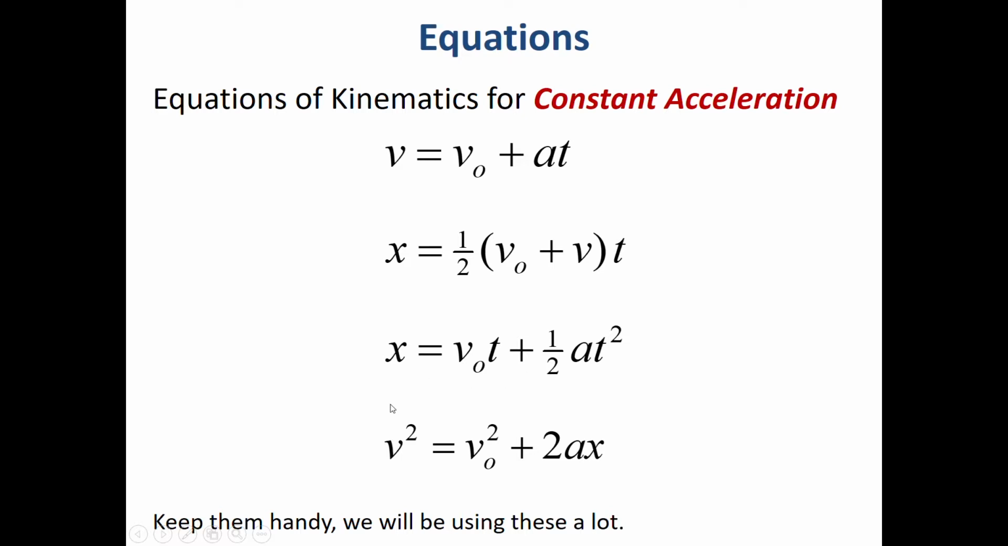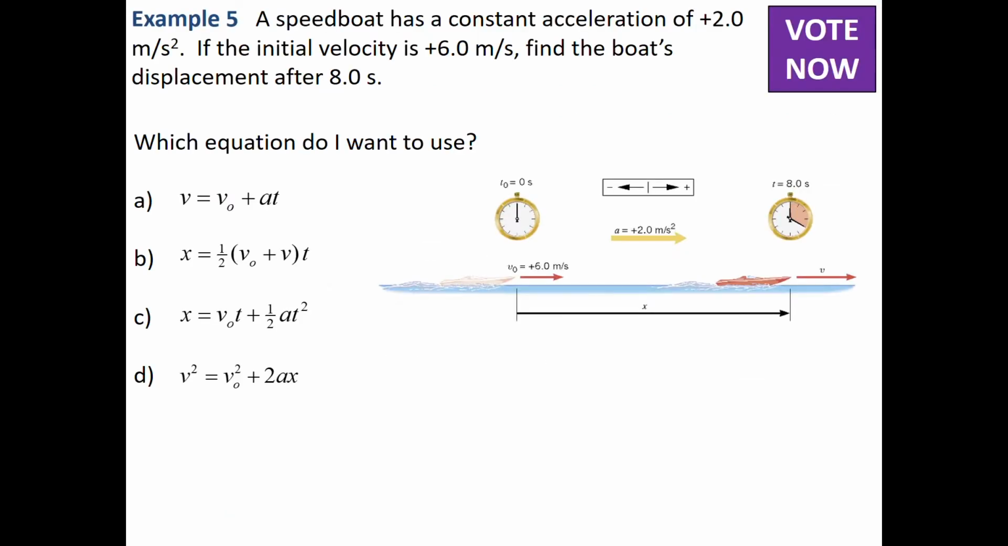The fourth equation is the one that doesn't have time in it. So I'm relating now final velocity and initial velocity to acceleration. So again, how does acceleration over a distance affect my velocity? You're going to want to keep these handy. You don't need to memorize them, but have them written down somewhere accessible because we're going to be using these quite a lot. So 2 examples, and then we'll wrap this up.